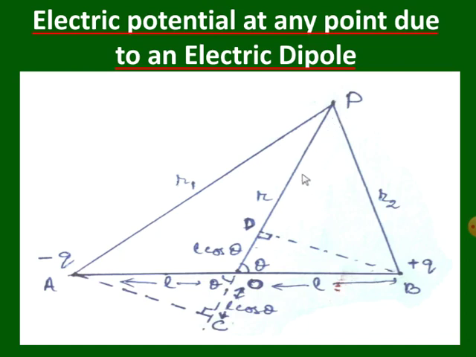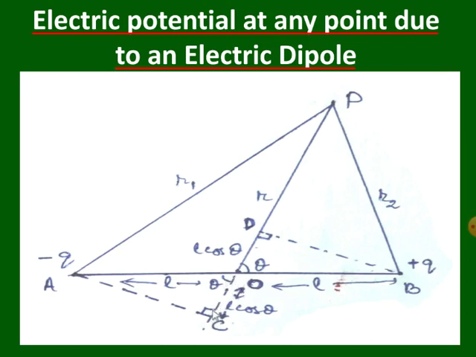But what is this PC? PC is nothing but PO plus OC, am I right? So your OP or PO is taken as R, but we need to find this length, so it will be equal to R plus the length OC. So what is this length OC? We need to find it out.